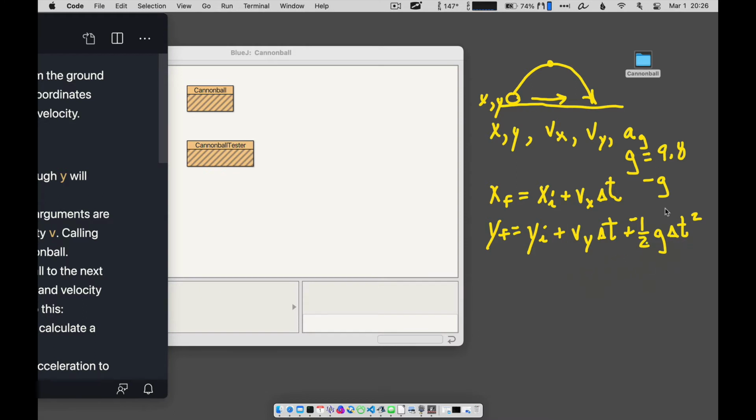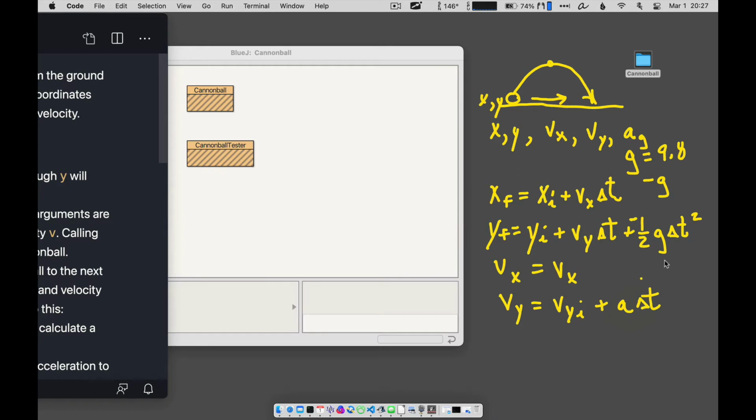That'll be interesting. What's happening with the X velocity? Well, the X velocity just remains constant the entire time. It's always equal to the same thing, so it doesn't change. But the Y velocity does change. The Y velocity has a final velocity that's equal to whatever its initial velocity was in the Y direction, plus the acceleration times that delta t.